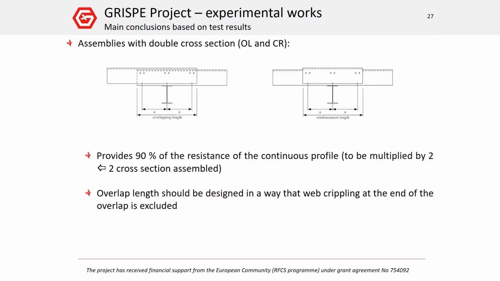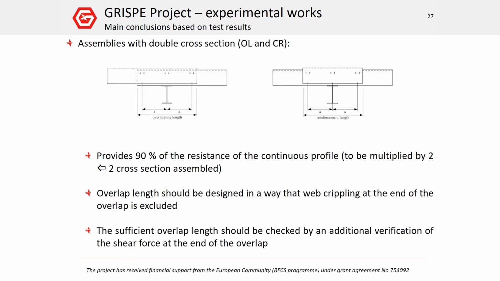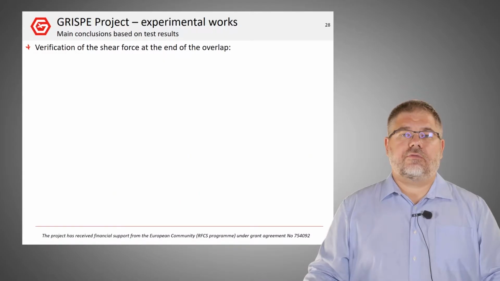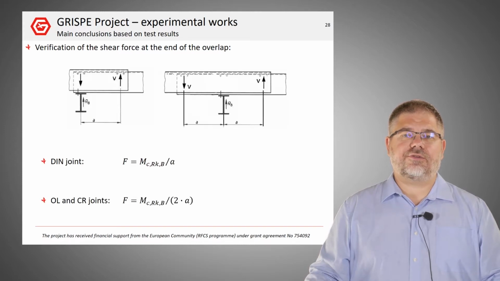Like for the DIN joint, the overlap length must avoid a web crippling phenomenon at the end of the cantilevered part. This overlap length should be checked with the verification of the shear force. For the verification of the shear force for all studied assemblies, this slide presents the relation to be used in function of the joint.